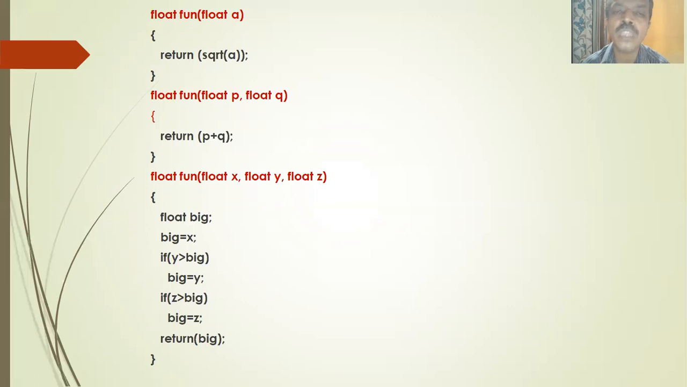In the last case, the arguments are X, Y, Z, and the return type is again float type. So here I have to calculate the biggest among X, Y, Z. To start with, I don't know which is the biggest, so I declare an extra variable called big of float type. Initially, the variable big is stored the value of X only, so big equal to X. Then if the value of Y is greater than big, the Y value is stored in big. If the value of Z is again greater than big, the value of Z is stored in big. Now at the end of your function, the variable big stores the biggest among X, Y, Z. You return that number, return the value of big.